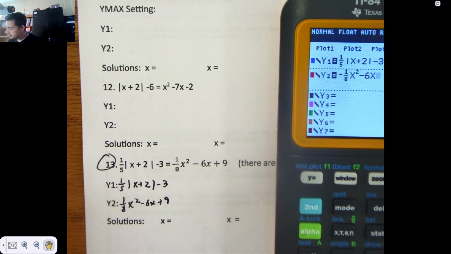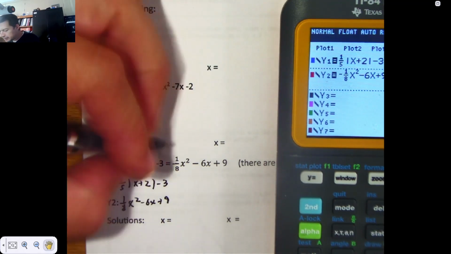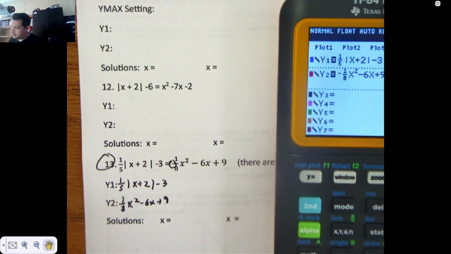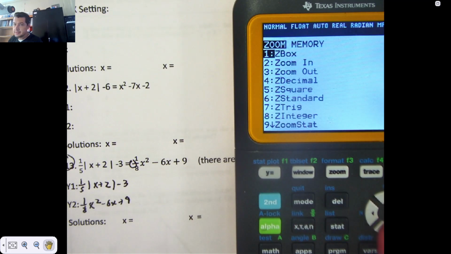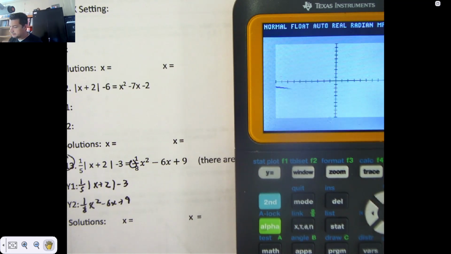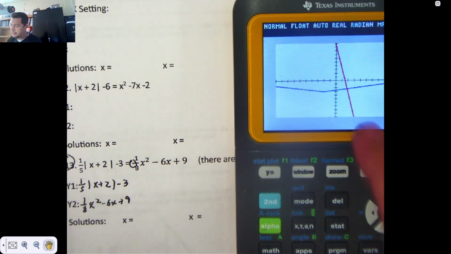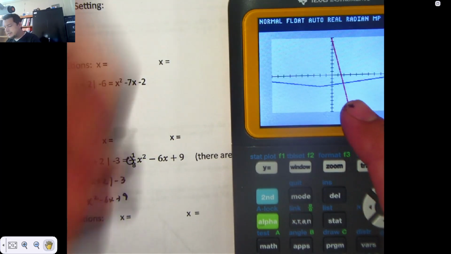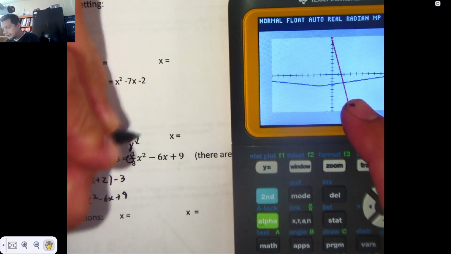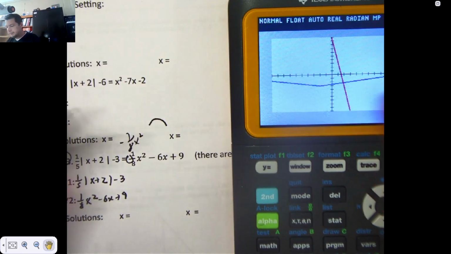-6x plus 9. And I need to make sure that that's big enough for y'all to see. And then I'm going to hit zoom 6. There's a V. And there's part of a parabola. Part of it. This is -1/8 x squared. It's opening down. You're seeing the right-hand side of it.